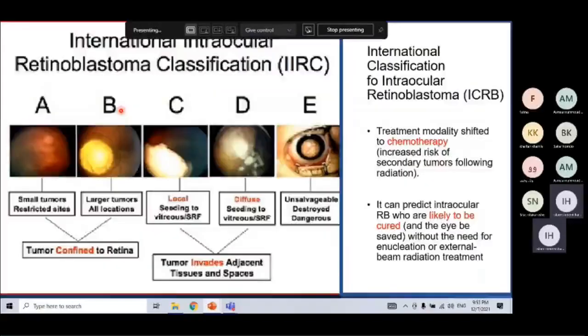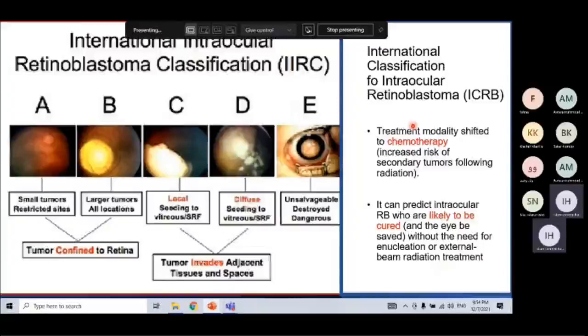Now, as you will see, we use chemotherapy rather than radiotherapy, because radiotherapy is no longer the method of choice because of the risk of secondary tumors. As I explained to you, there is the risk of CNS tumors like the pinealoblastoma, or what we call the trilateral retinoblastoma. So we now use chemotherapy, and because the intraocular retinoblastoma is likely to be cured, our main objective is not just to salvage the globe and avoid enucleation, but we now aim higher: we aim to cure the condition completely without enucleation and without external beam irradiation.